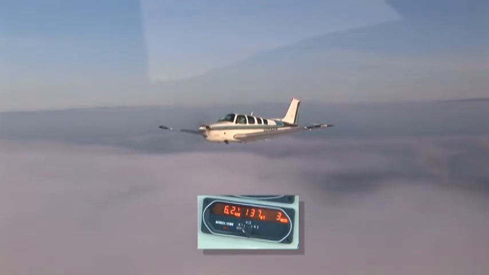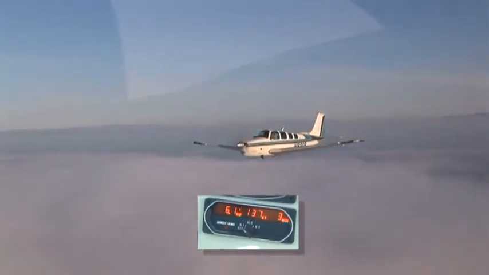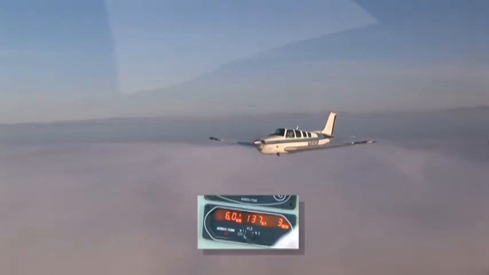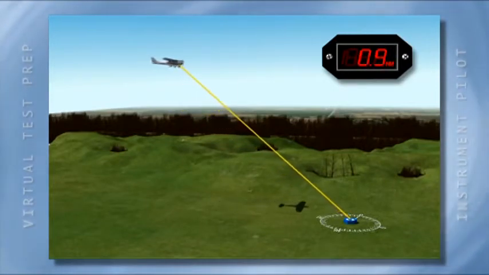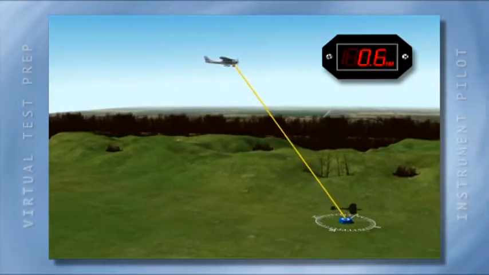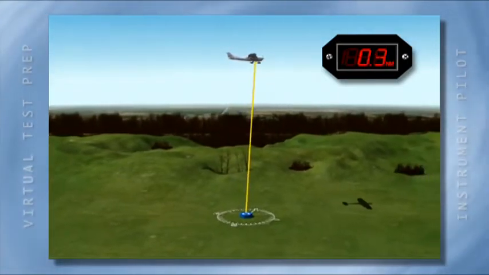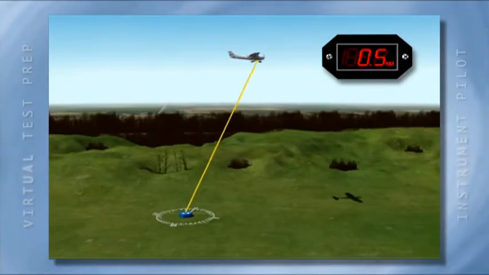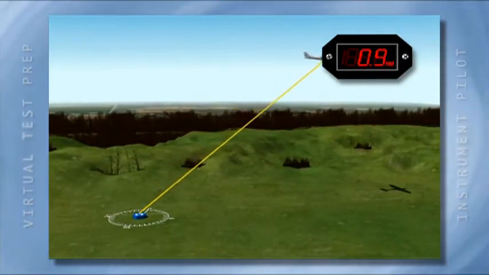Listen for the coded identifier repeated every 30 seconds. If you cannot detect the coded identifier, then any DME signal is unreliable. DME measures slant range. Slant range is the angled distance from the VOR DME station to the aircraft and not the horizontal distance across the ground. At greater distances, this is not significant, but as the aircraft approaches the station, slant range error increases.